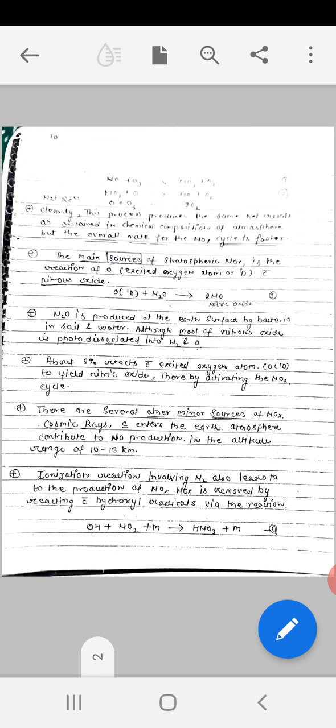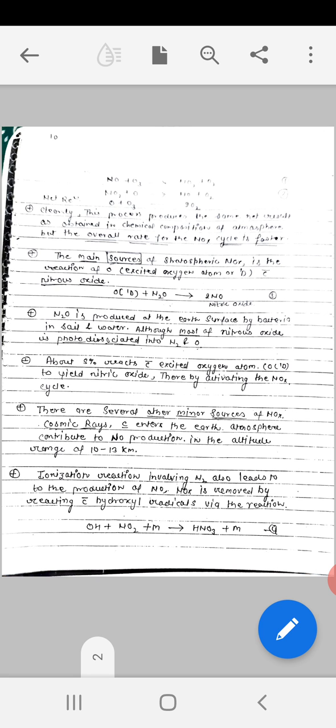First, highlight the importance of naturally occurring nitrogen oxide in the ozone removal process due to the following reasons. The following reactions: nitric oxide reacts with ozone to form NO2 plus oxygen, equation number 1. This NO2 combines with oxygen atom to form NO and O2 in reaction 2. And the net reaction of the two is oxygen plus ozone gives you 2O2. Clearly, this process produces the same net result as obtained in chemical composition of the atmosphere, but the overall rate for the NOx cycle is faster.